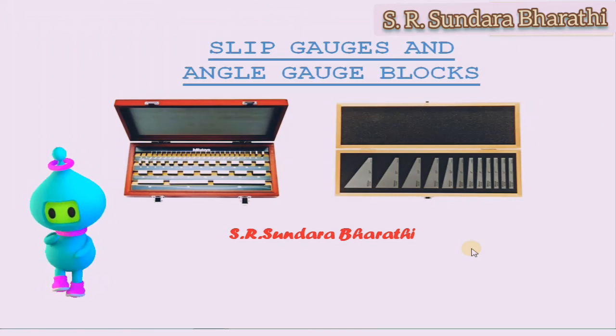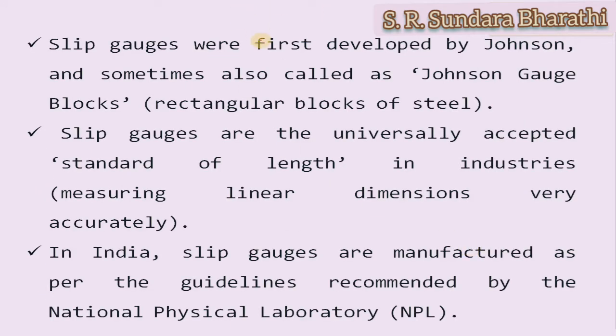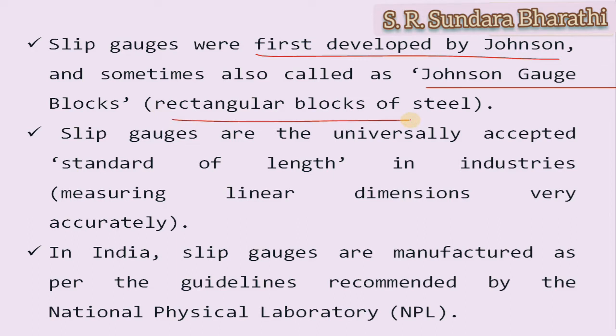Good morning, students. In this class we will discuss slip gauges and angle gauge blocks. Slip gauges were first developed by Johnson, so they are also called Johnson gauge blocks. These are rectangular shaped blocks. Slip gauges are the universally accepted standard of length in industry.